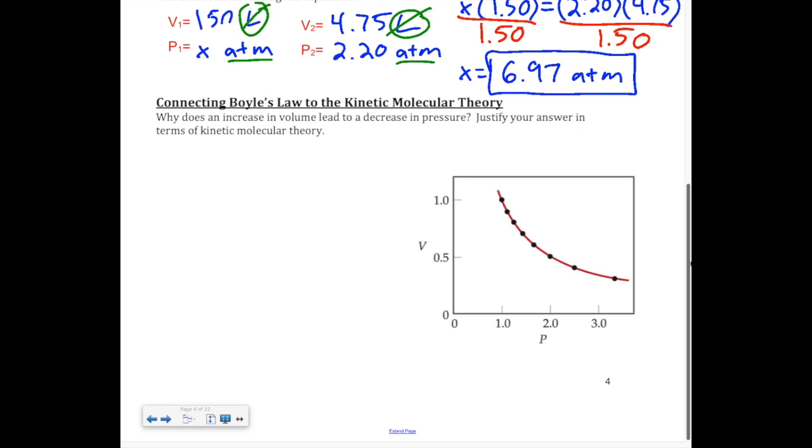Well, as I increase the volume, I'm going to increase the shape of my container. And this will increase the amount of empty space that is available. What that does is, since there's more empty space and there's more surface area, I will reduce the number of collisions with the container. Less number of collisions will lower the pressure.